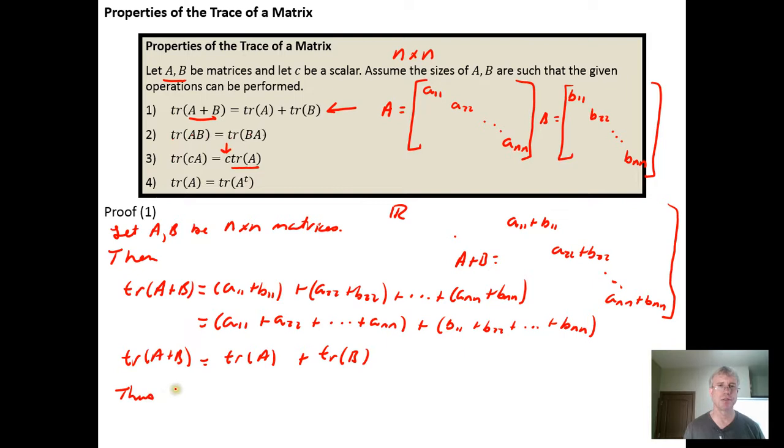Thus, the trace of the sum is equal to the sum of the traces, as desired. That's what we were trying to show, and that ends the proof of that particular property.